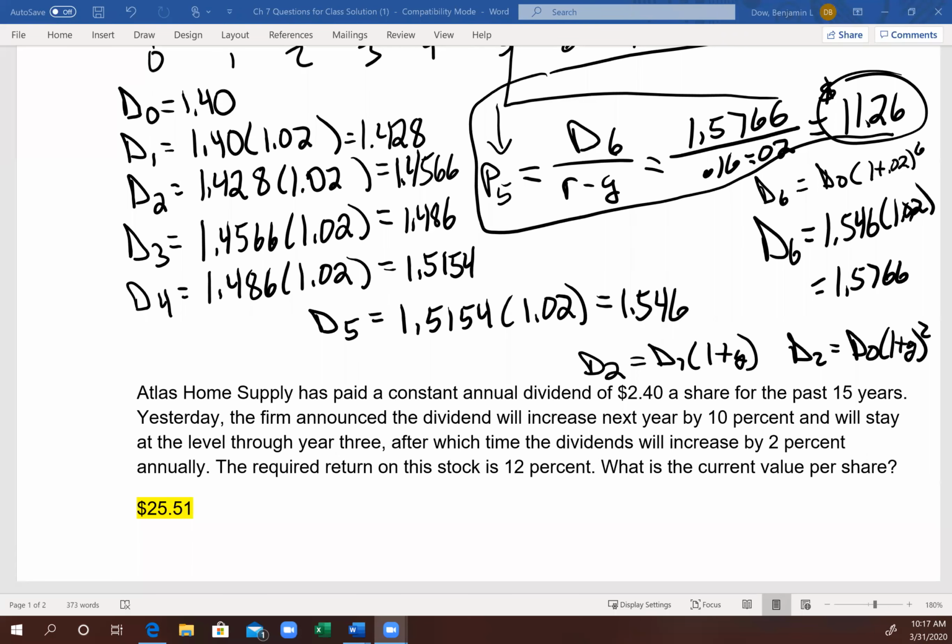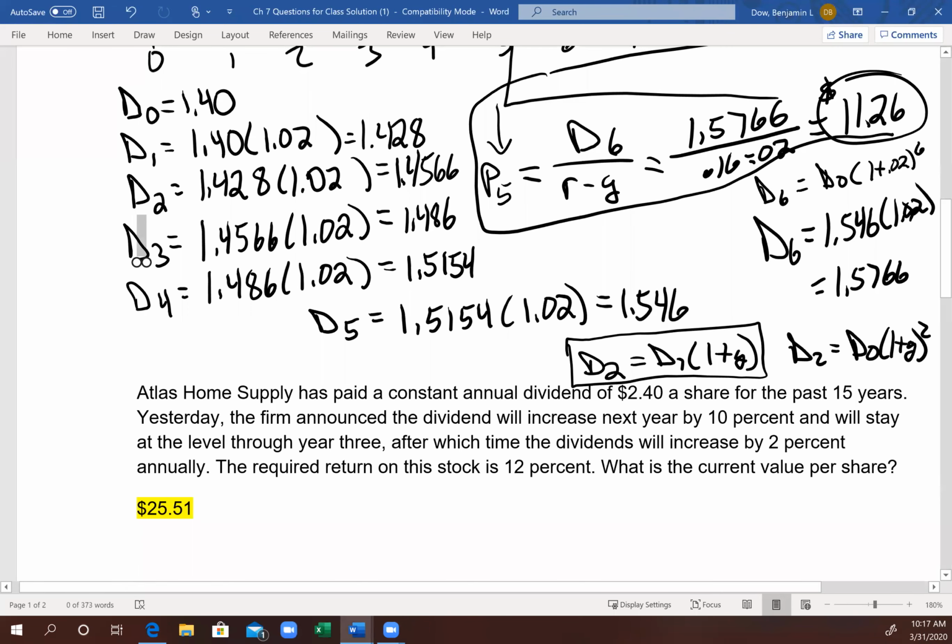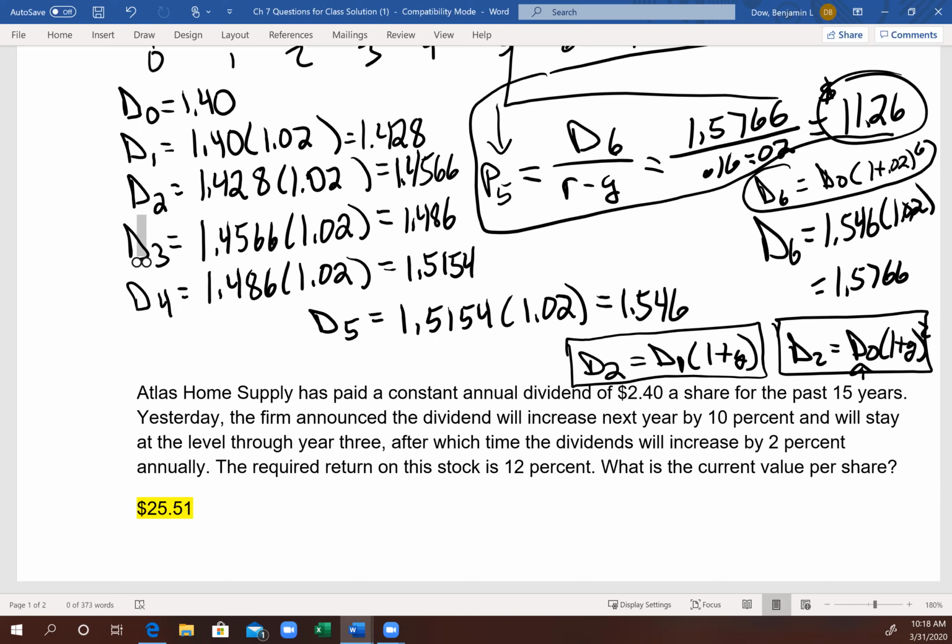Oh, I wasn't showing you my screen share. Sorry. So yeah, here's the screen share. So D2 is equal to D1 times 1 plus G. So D2 could also be D0 times 1 plus G squared. So D6 could also be D0 times 1 plus G to the 6th.